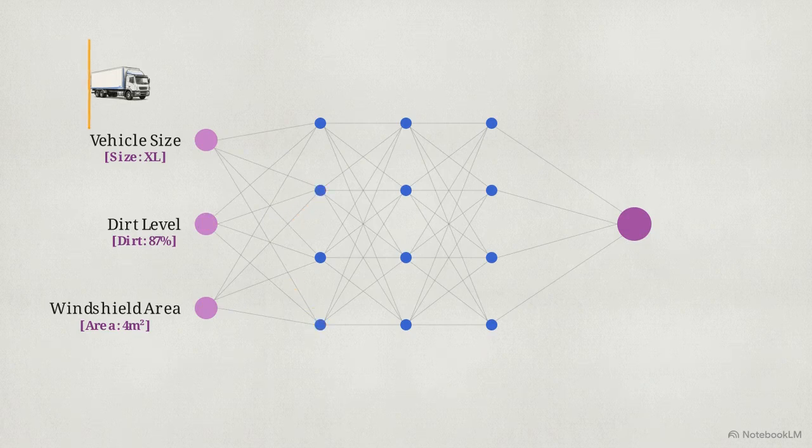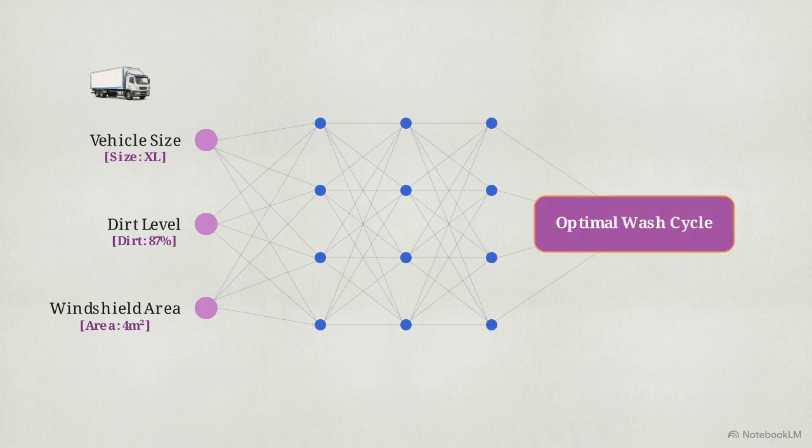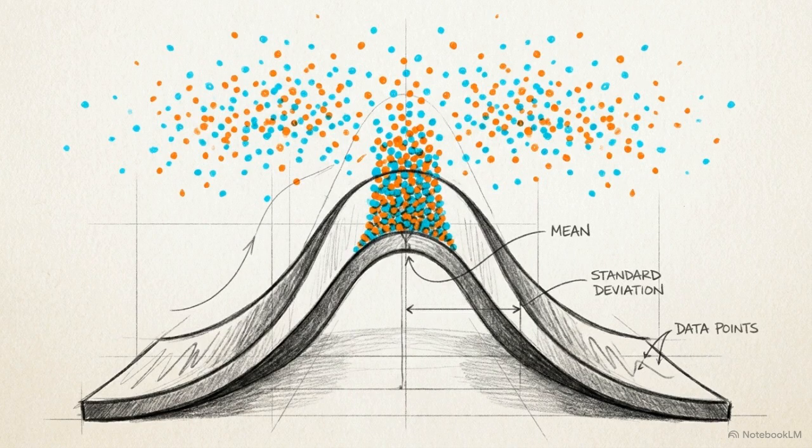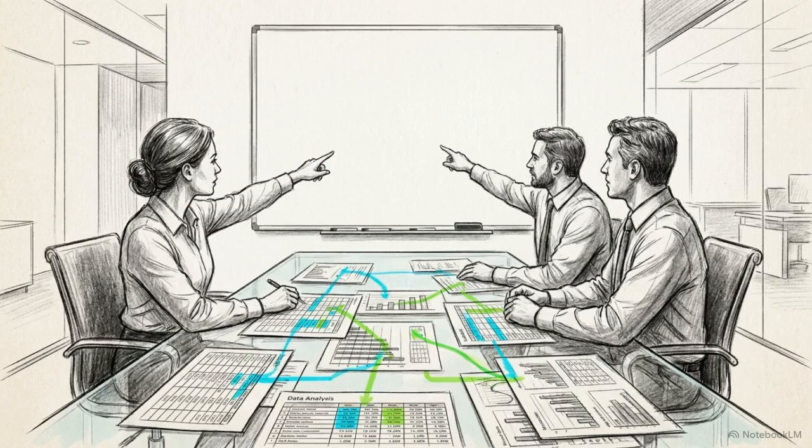Instead of a timer, sensors capture unstructured data, the specific size of the vehicle, the exact level of dirt on the windshield. Rather than being told exactly what to do by a programmer, the AI compares this new data against thousands of past examples to output a specific decision. True AI isn't following static instructions. It is calculating probabilities based on historical experience. That historical experience is built during the AI project lifecycle.